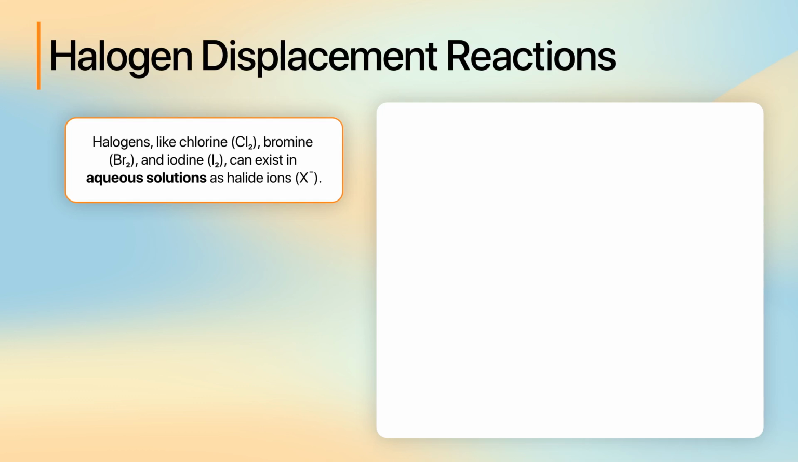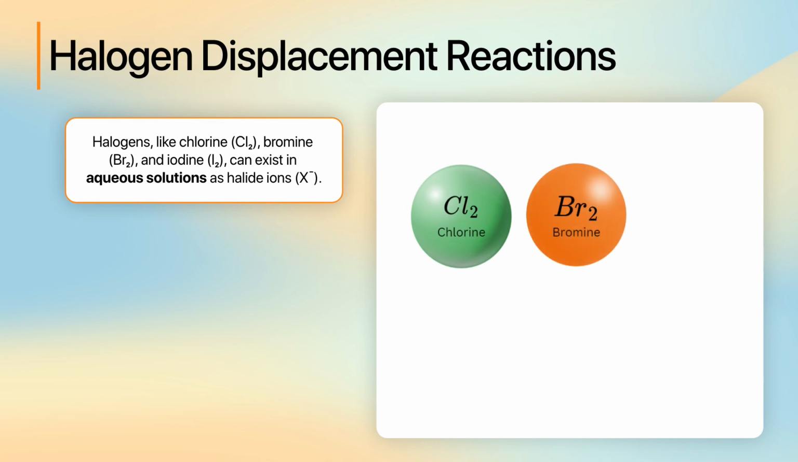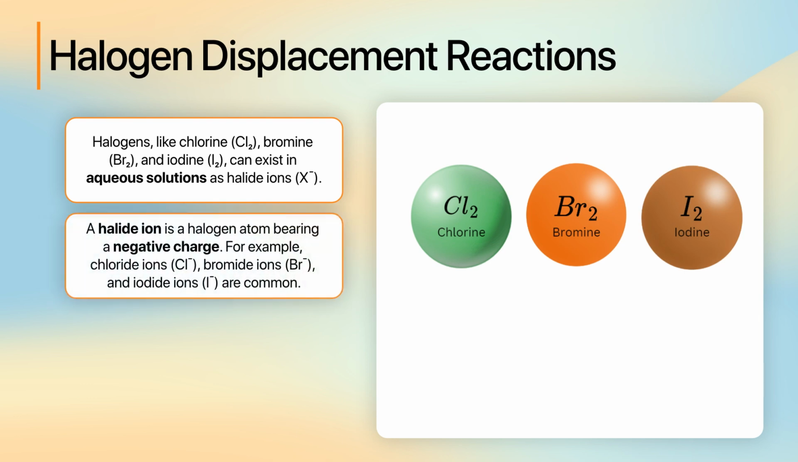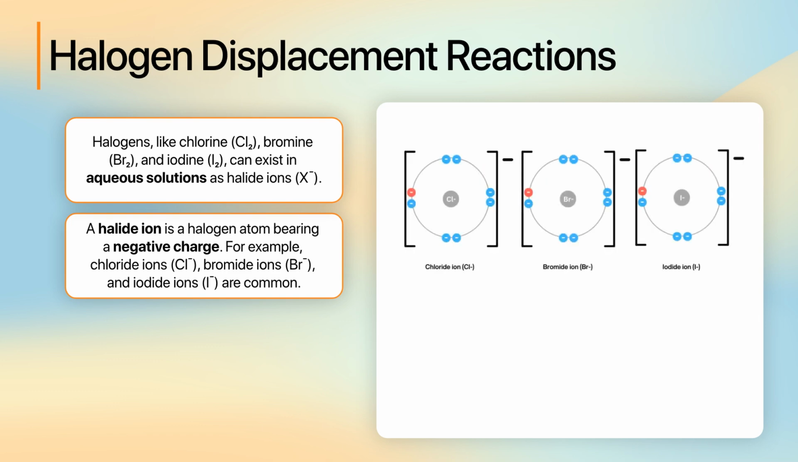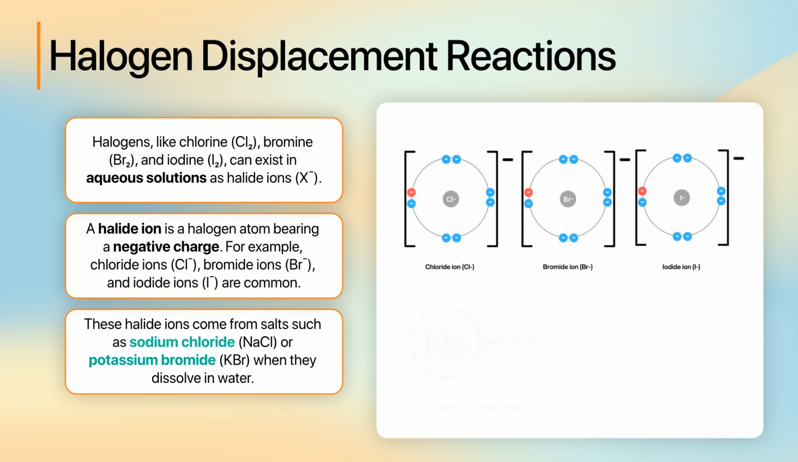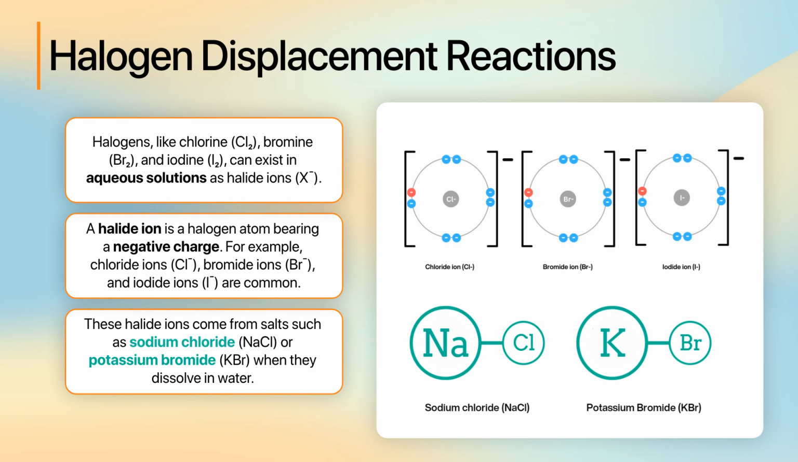Let's start by defining a halide. Halogens, like chlorine, Cl2, bromine, Br2, and iodine, I2, can exist in aqueous solutions as halide ions. A halide ion is a halogen atom bearing a negative charge. For example, chloride ions, bromide ions, and iodide ions are common. These halide ions come from salts such as sodium chloride, NaCl, or potassium bromide, KBr, when they dissolve in water.